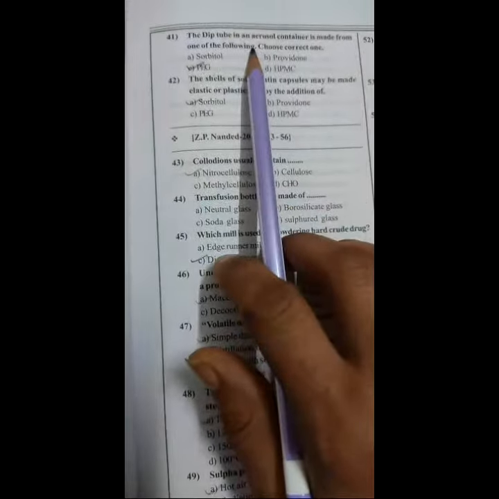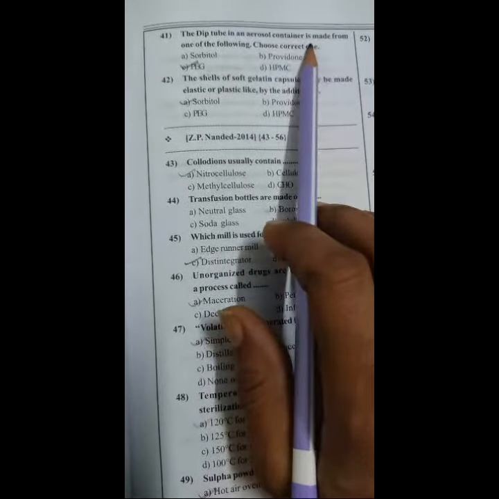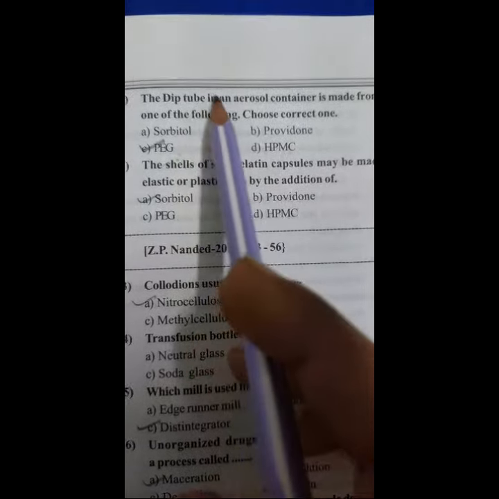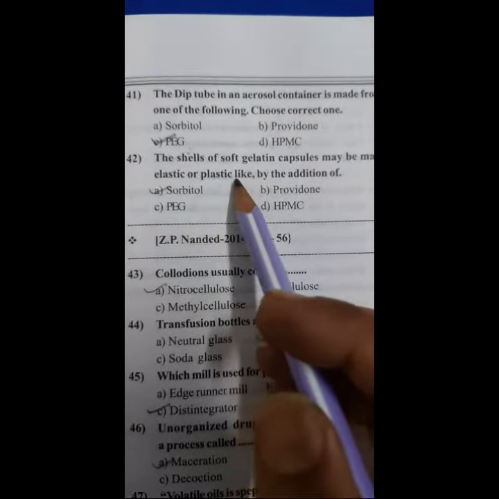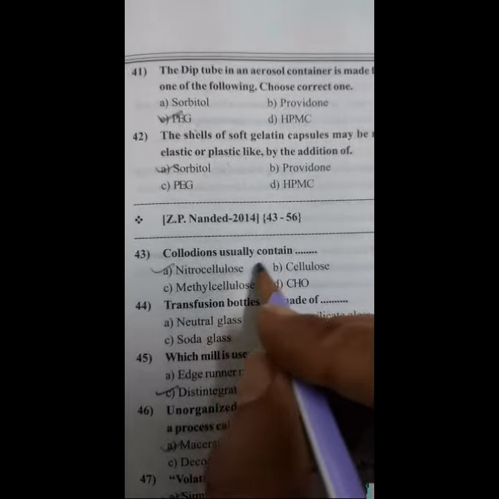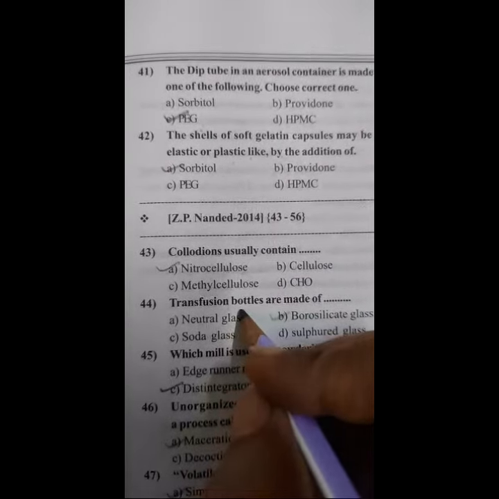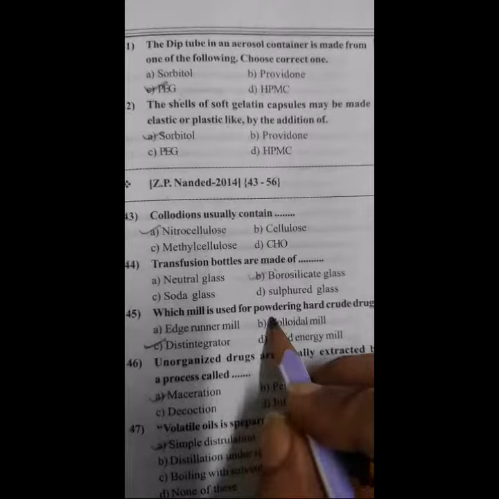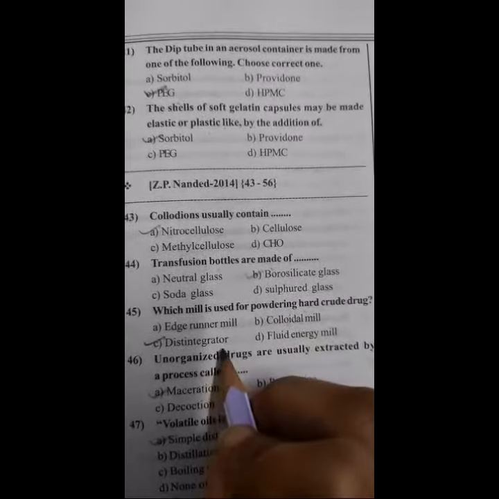The dip tube in an aerosol container is made from one of the following. Choose the correct one. The shell of a soft gelatin capsule may be made elastic or plastic by the addition of sorbitol. Collodions usually contain nitrocellulose. Transfusion bottles are made of borosilicate glass. Which mill is used for powdering hard crude drug: disintegrator.